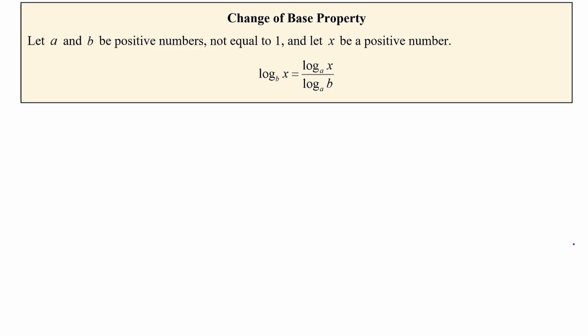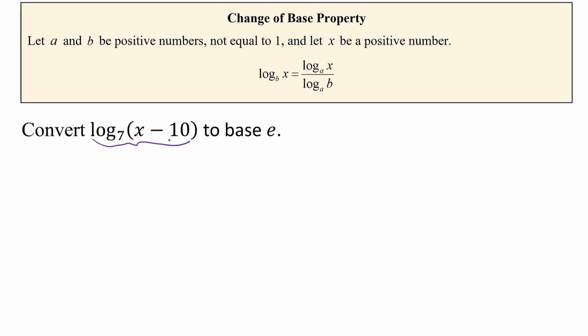The change of base property we'll look at next. Let a and b be positive numbers not equal to 1, and let x be a positive number. Then log to the base b of x equals log to the base a of x over log to the base a of b. As some examples, if we want to convert log to the base 7 of x minus 10 to base e, I could simply rewrite log to the base 7 of x minus 10 as log to the base e of the argument of x minus 10 over log to the base e of the base, which here is 7.